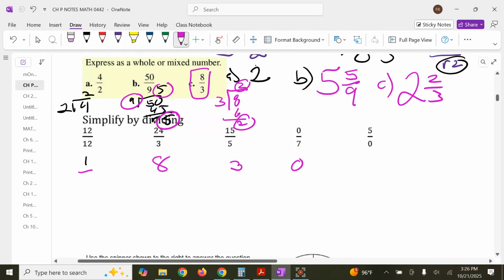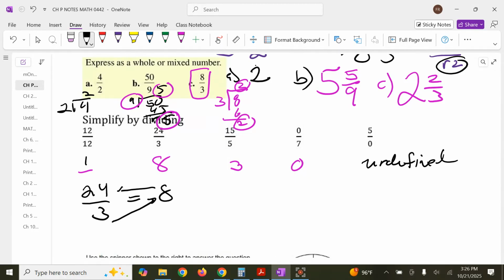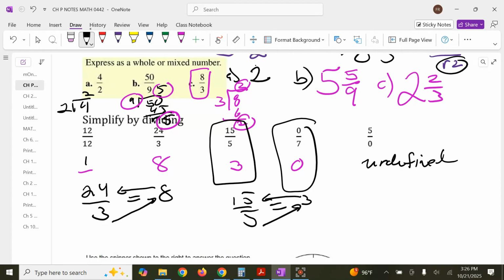Now, this one over here, y'all, this last one is what we call undefined, okay? Now, the reason I'm going to show you why it's undefined, if I were to ask you, why is 24 divided by 3 equal to 8, you'd probably say, well, 3 times 8 gives you 24. And if I asked you, why does 15 divided by 5 equal to 3, you'd say 5 times 3 is 15. And if we did this again, why is 0 divided by 7 equal to 0? Because when we multiply, we're going to get that.